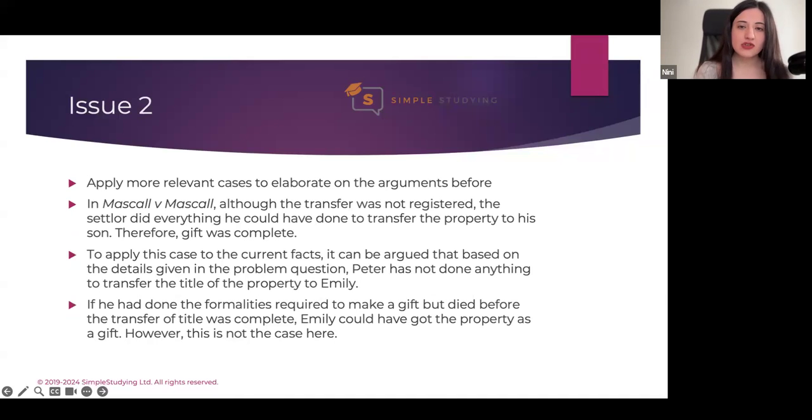Another more relevant case to elaborate the arguments could be Mascall v Mascall. The transfer in this case was not registered, but the settlor did everything he could have done to transfer the property to his son. Therefore, the gift was complete. But in this case, as we argued already, Emily cannot get the property because the donor has not followed the relevant steps to transfer the absolute ownership of the property from himself to Emily.